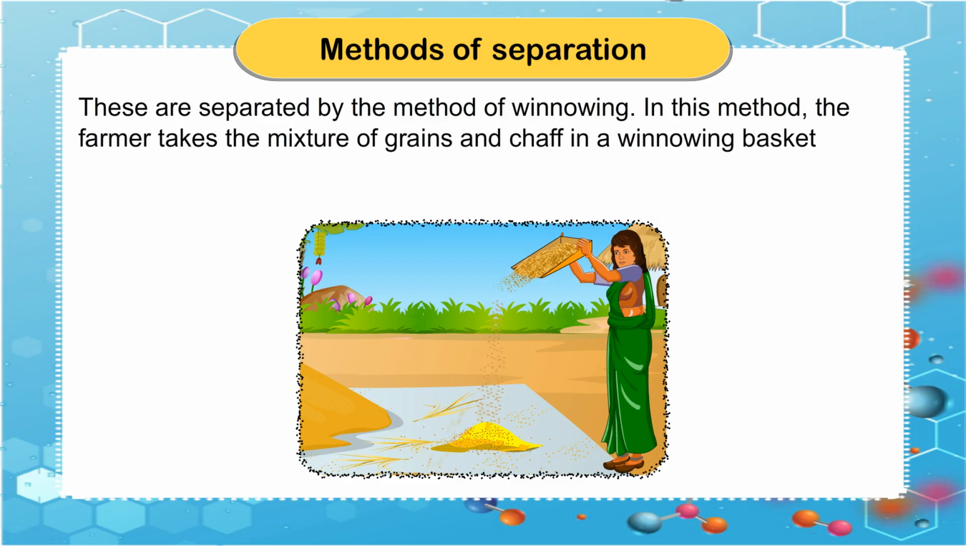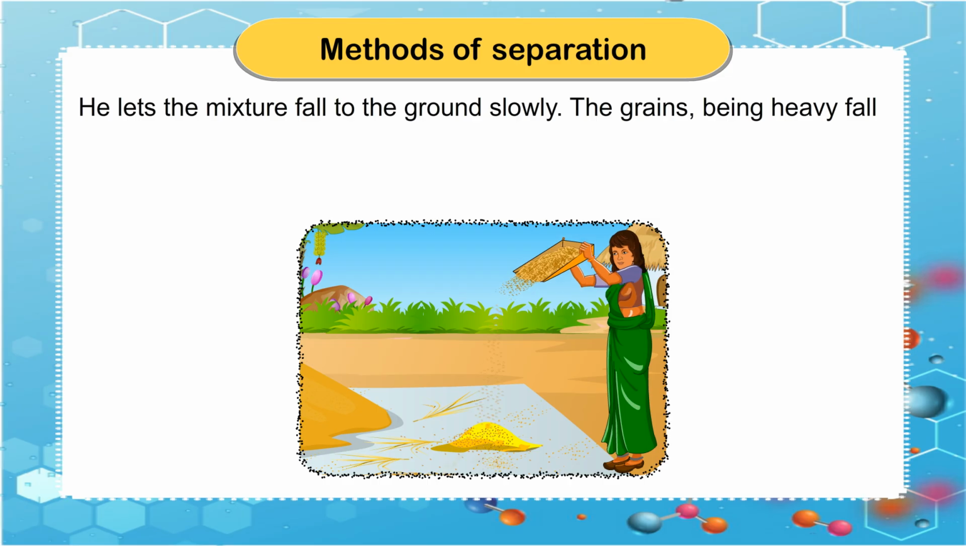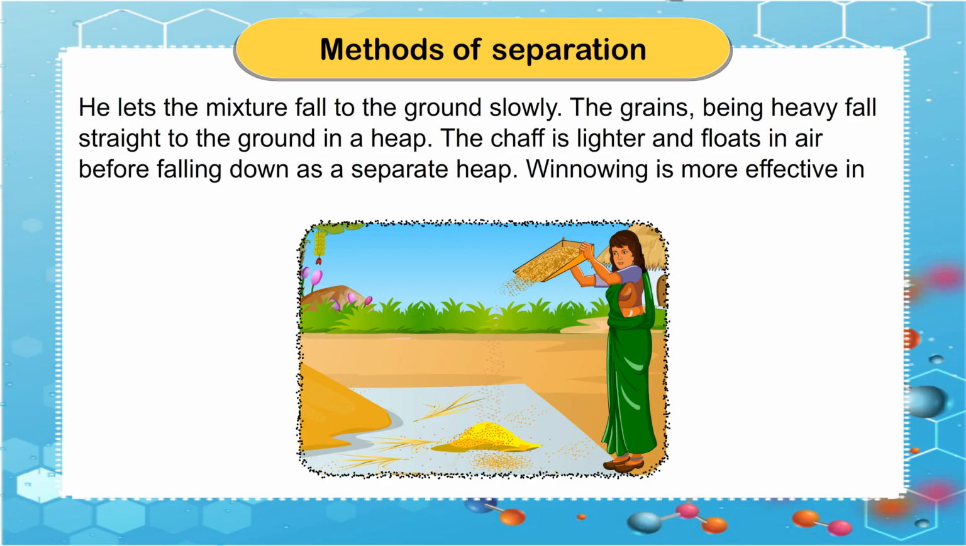In this method, the farmer takes the mixture of grains and chaff in a winnowing basket and stands on a level higher than the ground. He lets the mixture fall to the ground slowly. The grains, being heavy, fall straight to the ground in a heap. The chaff is lighter and floats in air before falling down as a separate heap. Winnowing is more effective in the presence of a slight breeze.